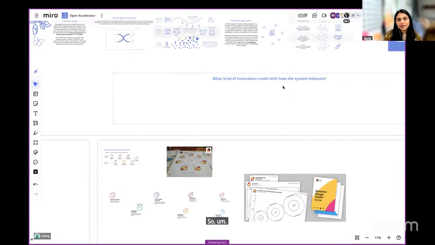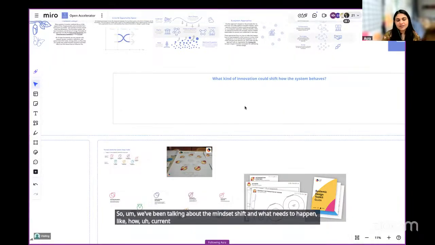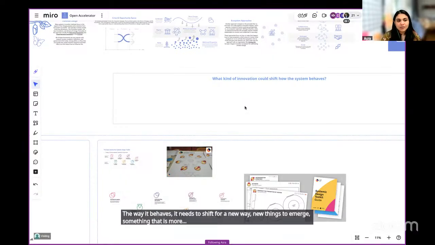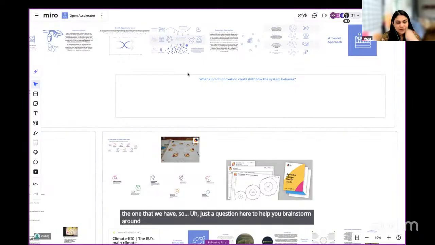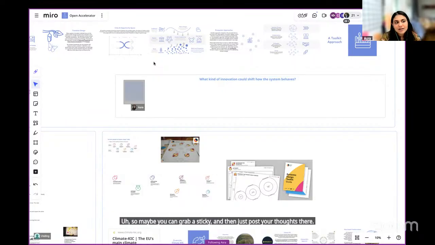So we've been talking about the mindset shift and what needs to happen, like how the current system, the way it's defined, the way it behaves, needs to shift for new things to emerge, something that is easier and less challenging and less wicked, like the one that we have. So just a question here to help you brainstorm around the different things that can happen, in terms of innovation, that could shift the system behavior towards something that we are all interested in. So maybe you can grab a sticky and post your thoughts there. I will run the timer for about a minute or 2.